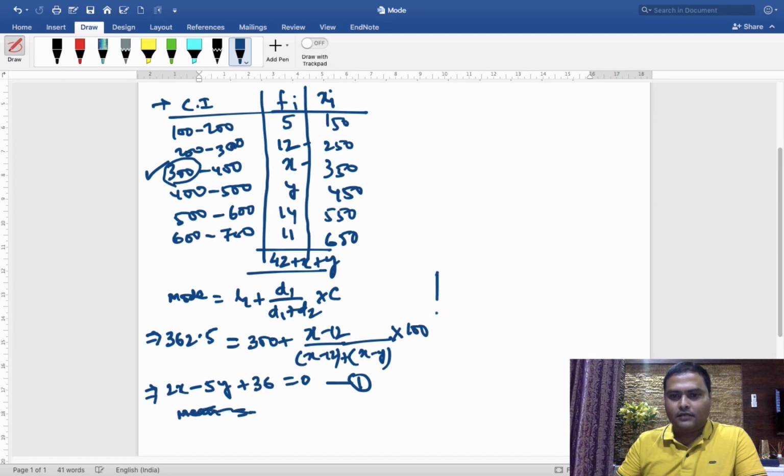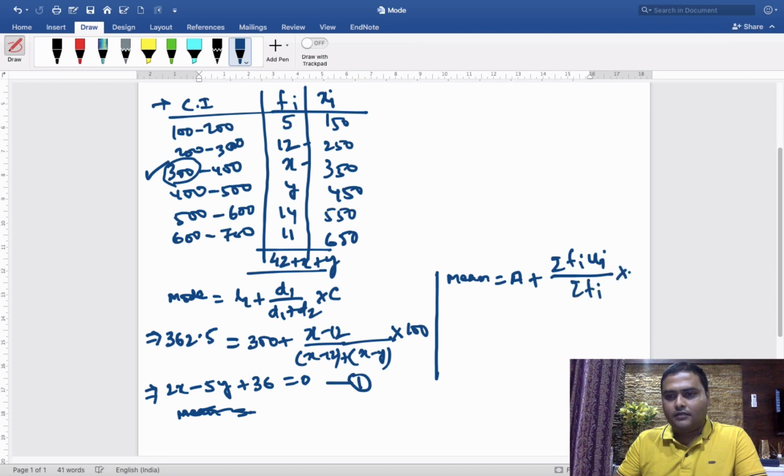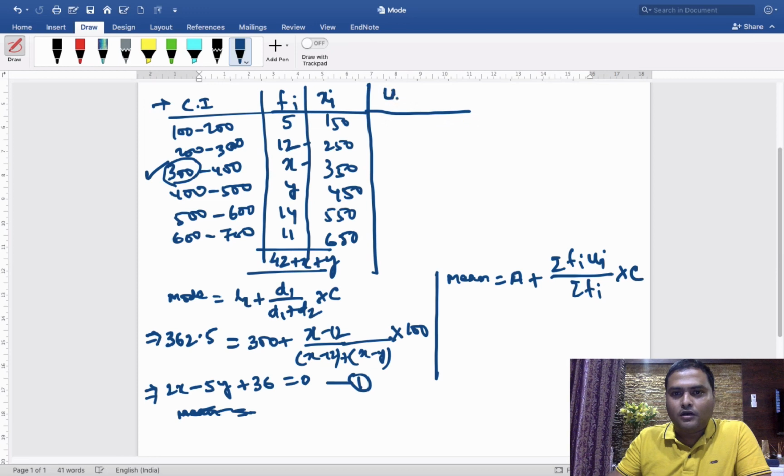Let me calculate here. What is the mean? So what is the mean formula? Mean is nothing but assumed mean plus summation of fi into ui divided by summation of fi into c, right? And ui is nothing but xi minus assumed mean divided by c, right? So now in this case we need to calculate a few more data like ui.